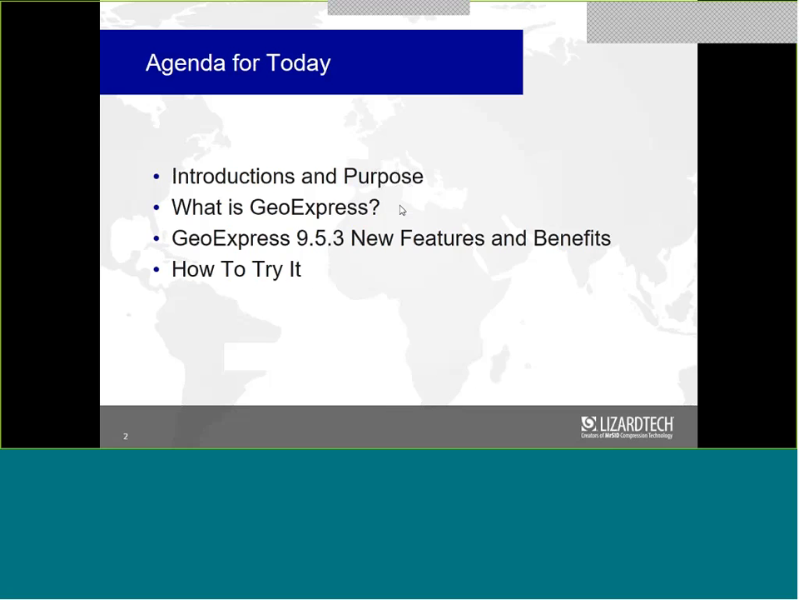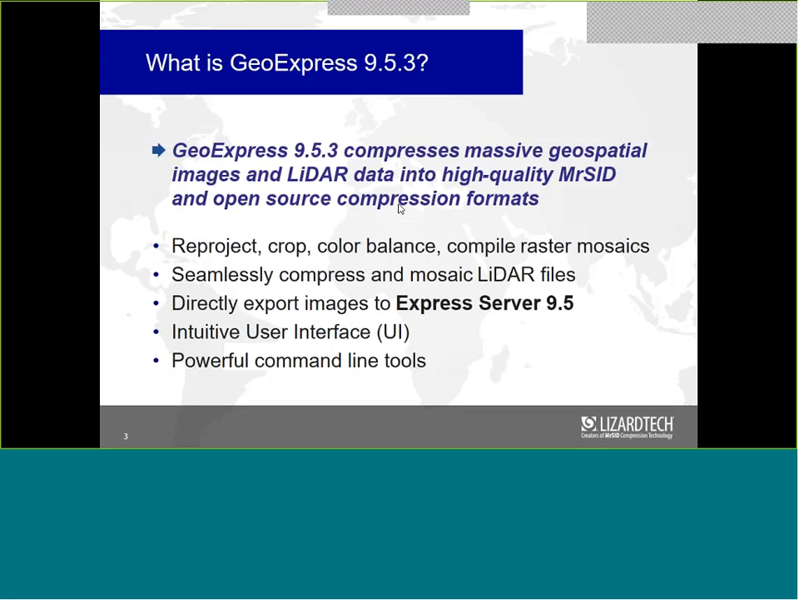As I get started, I know that this is probably old news for most of you on the call, but in case we have some new users out there, what is GeoExpress really? GeoExpress is a piece of software that we created that compresses massive geospatial data into high quality compressed MrSID and JPEG 2000 formats. It also allows you to manipulate that data, to reproject it, to crop it, to edit it, and mosaic the data.